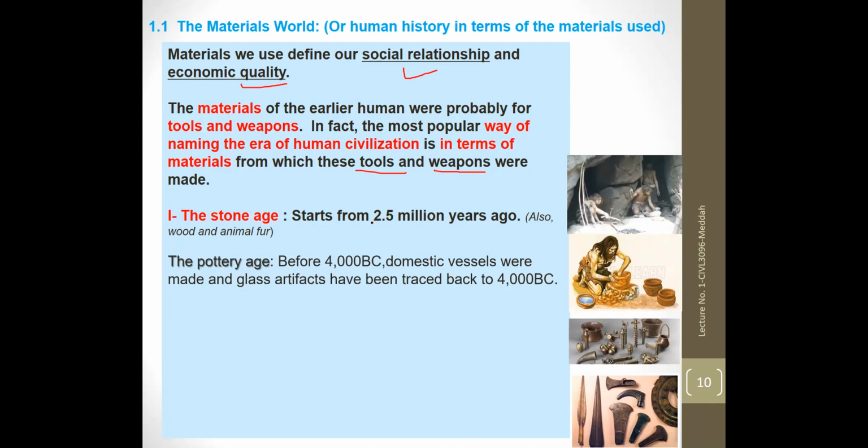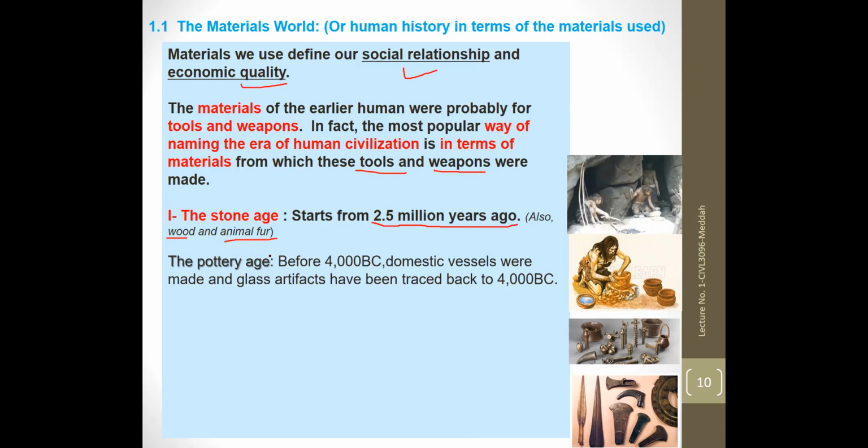The Stone Age, generally, is dated back to 2.5 million years ago. Of course, at that time, humans were using other natural materials like wood and animal fur. But the main material used at that time was stone. In addition to stone, humans were also using wood and animal fur. Animal fur, you understand, comes from hunting. The main source of food for the human at that time was hunting, and eating meat of different animals. And the fur of the animal was used for making tents or clothes or whatever.